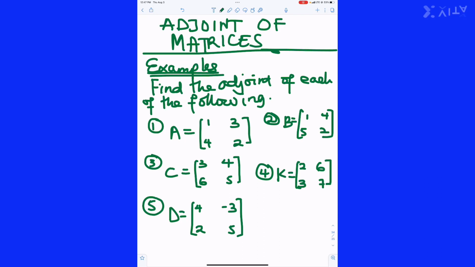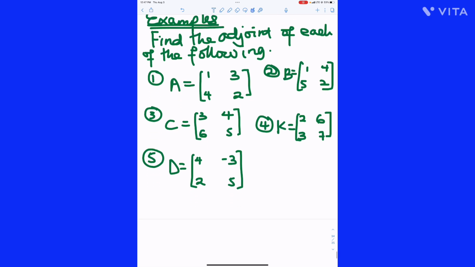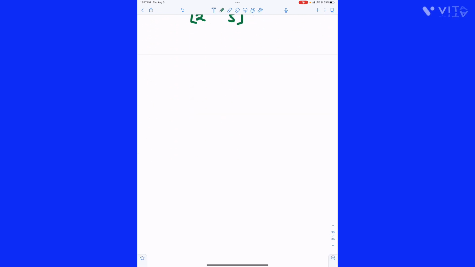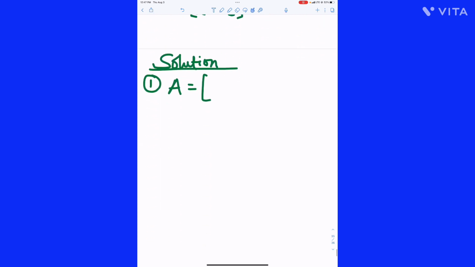A few more examples on finding the adjoint of matrices. In these examples, we'll be finding the adjoint of 2 by 2 matrices. The first one, A. Let me write my solution. The first question here says we should find the adjoint of the matrix A, which has the elements 1, 3, 4, 2.